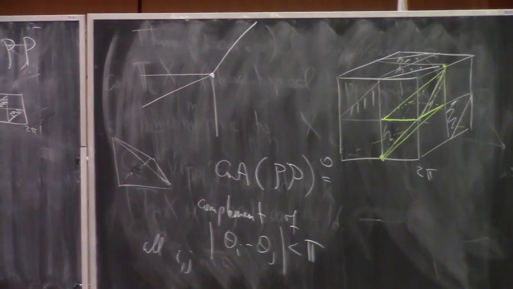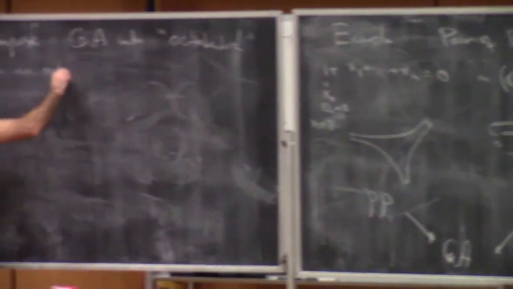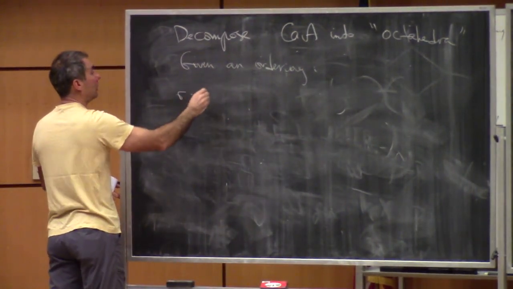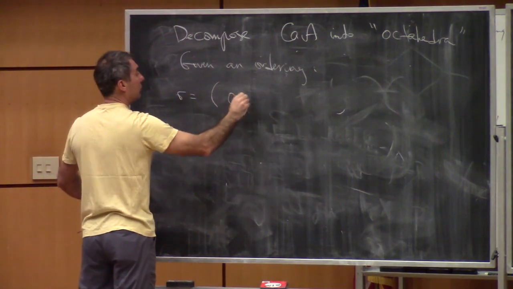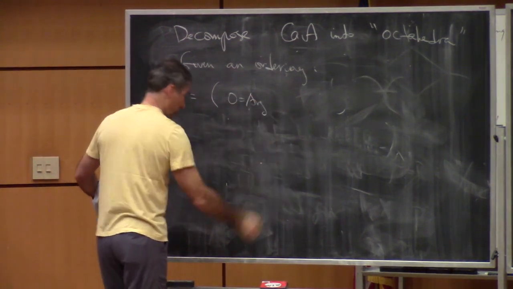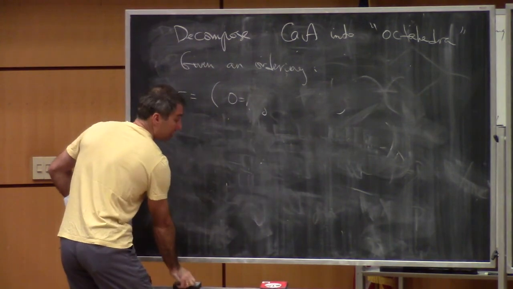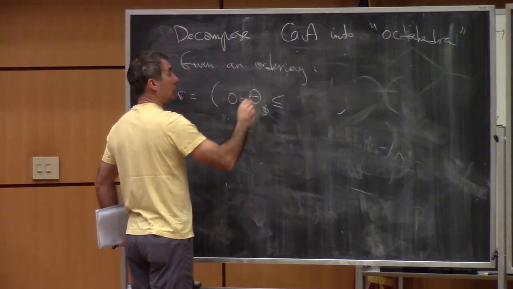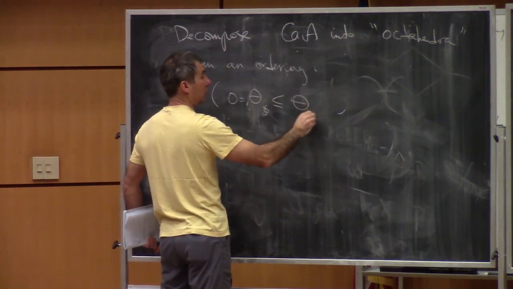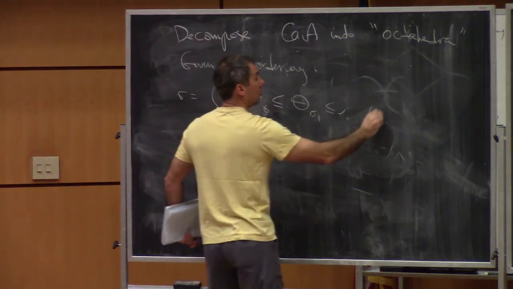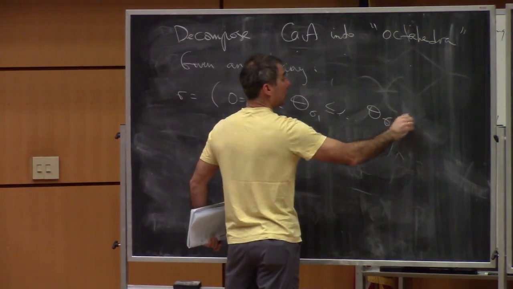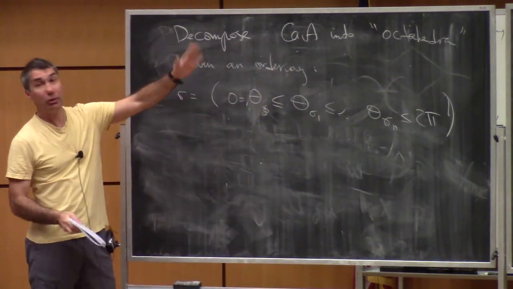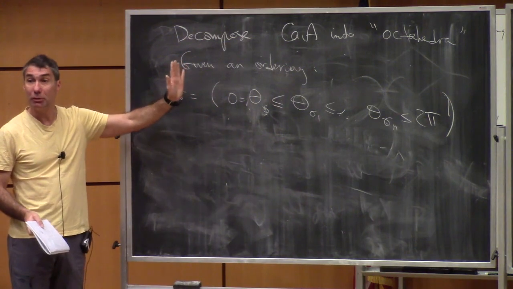What they are is given by an ordering of the phases. Let me call this order sigma. It is given by 0, which is an argument, well, let me call it theta 0, then theta sigma 1, up to theta sigma m. So I order the arguments of my variables.